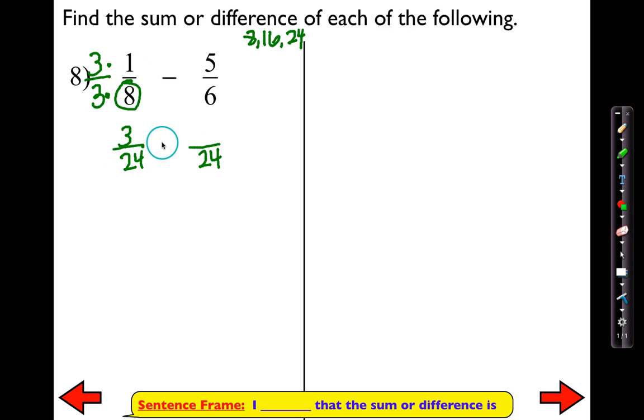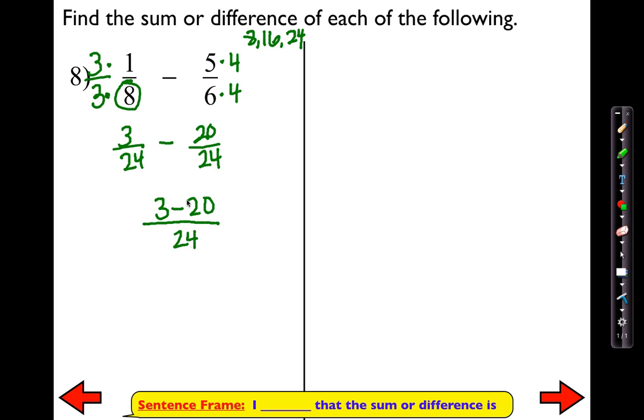I'm going to bring down the subtraction here. 6 is not yet a 24, but I could make it by simply multiplying by 4. So if I multiply 6 by 4, I'm going to multiply 5 by 4 as well, which is going to give me 5 times 4, which is 20. Let's check. 6 times 4 is 24. That's exactly what I needed. Now here, I do want you to rewrite this. Our denominator is a 24, but I want to rewrite the numerator as 3 minus 20.